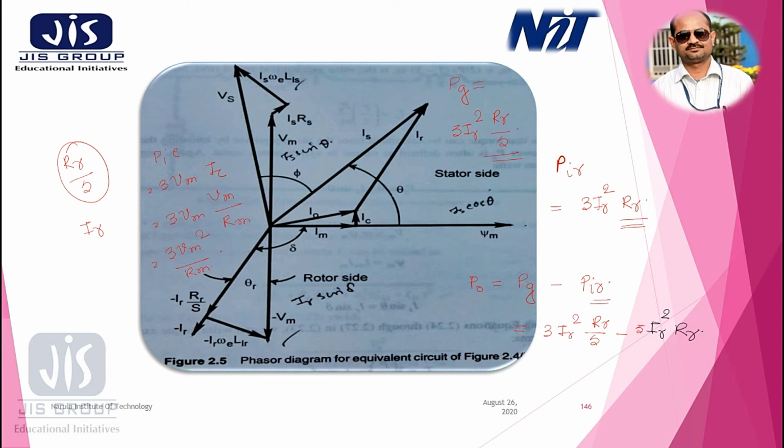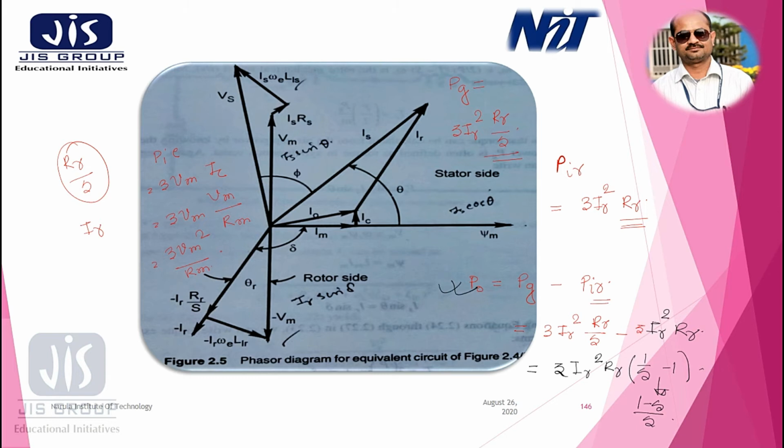If we simplify this, it will come as 3 IR square RR times (1 minus S minus 1)... and again this is nothing but 3 IR square RR times (1 minus S) by S. So this is my output power.